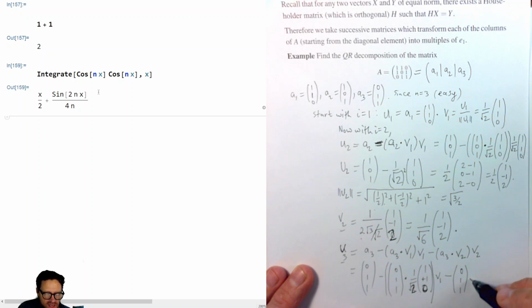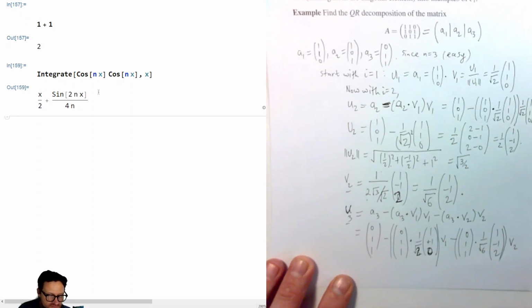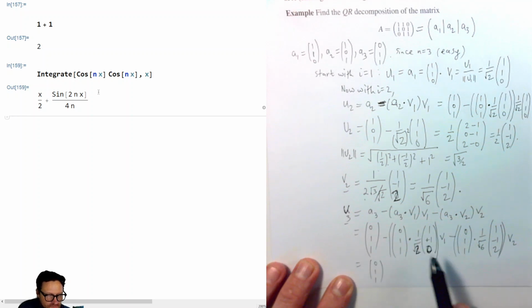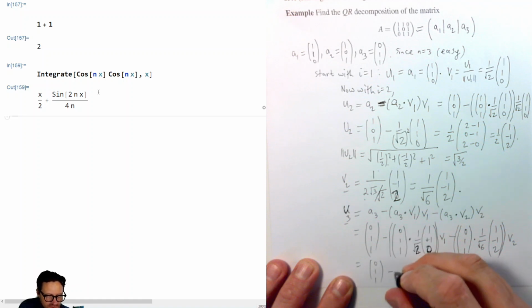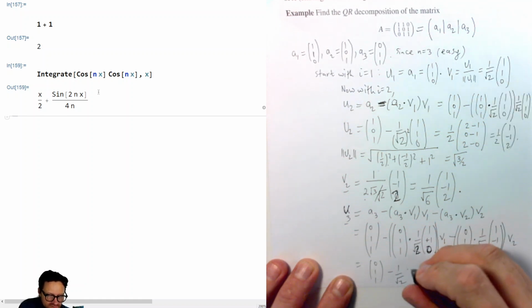All right, so now A3 dot V2. V2 is this. So 1 on root 6, 1 minus 1, 2. And then times V2. Okay, so let's simplify these 2 dot products. So this dot product here is, so we have 0 times 1, 1 times 1, and 1 times 0. So this gives us minus 1 on root 2, V1. And so now I will fill in V1.